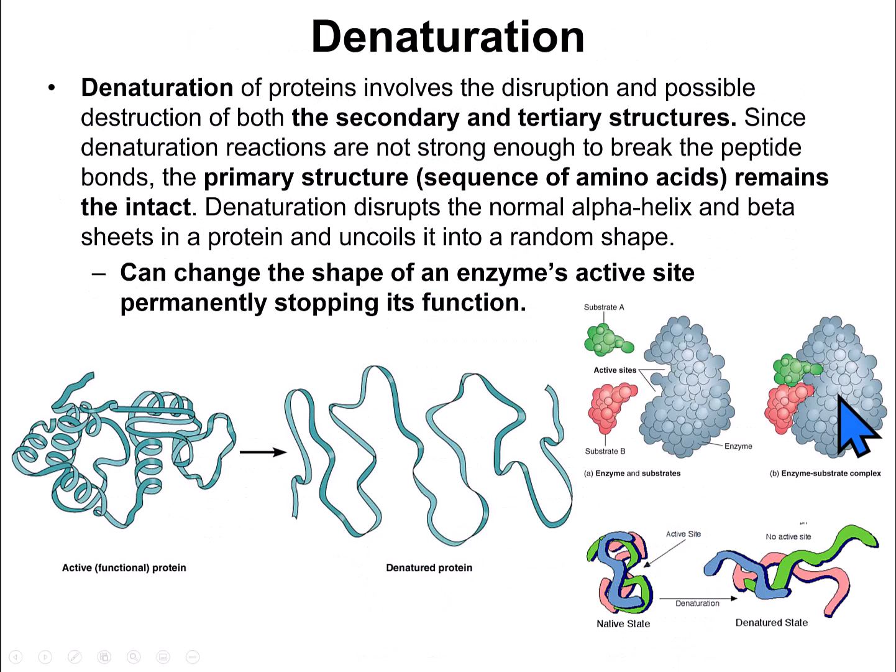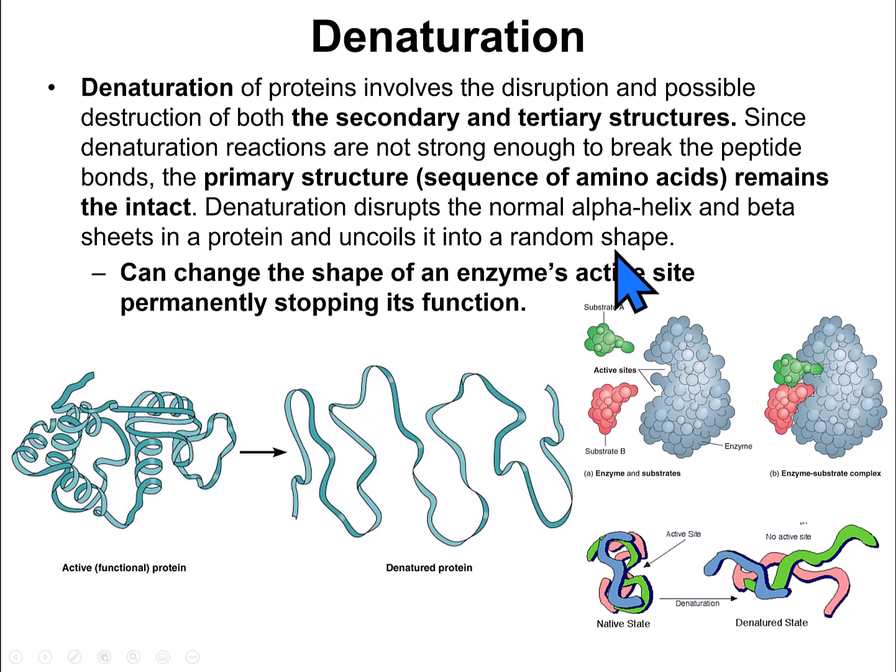Denaturation is a really important term. You want to make sure you star this, because denaturation of proteins involves the disruption and possible destruction of both the secondary and tertiary structure. Since denaturation reactions are not strong enough to break the peptide bonds, the primary structure, or the sequence of amino acids, remains intact. Denaturation disrupts the normal alpha helix and those beta-pleated sheets in a protein, and then coils it into a random shape.